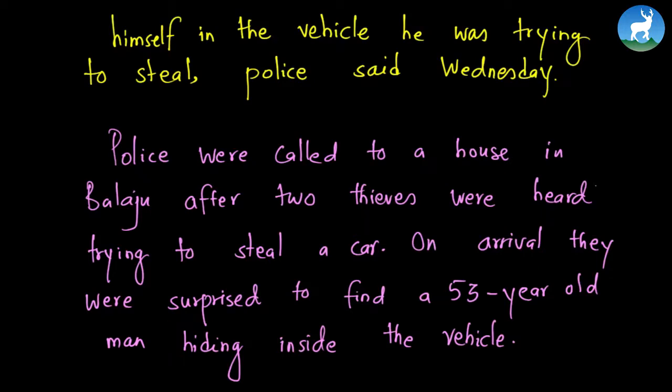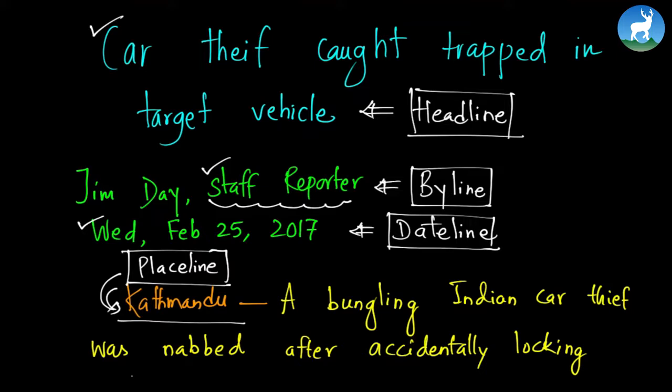Now, let me ask you, what is this? It is called the hook. That's another name for that. It is also called the lead. Now let's understand about the lead. So the first sentence is called the hook. A bungling Australian car thief was nabbed after accidentally locking himself in a vehicle he was trying to steal, police said Wednesday. Wow, now that's something interesting, and you're hooked into the news report. And that's why it is called the lead, because it leads you somewhere to supporting paragraphs, to more details, right?